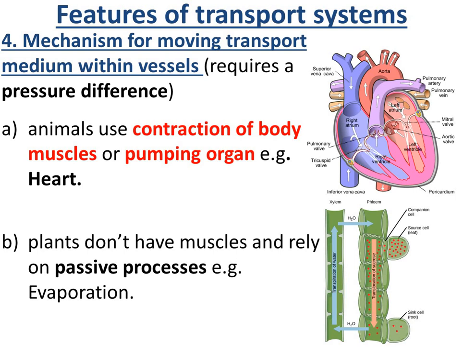Just a side note, I know plants aren't mammals, but just to point out that plants don't have muscles, so they rely on passive processes, e.g. evaporation, to move their transport medium around. The transpiration stream is how the water will move through the plant. So it relies on passive processes such as evaporation.